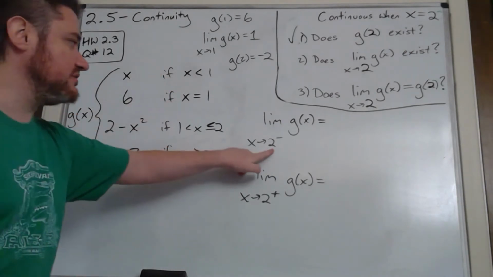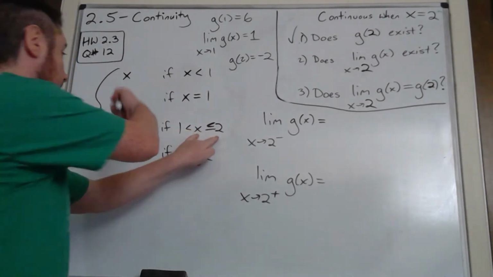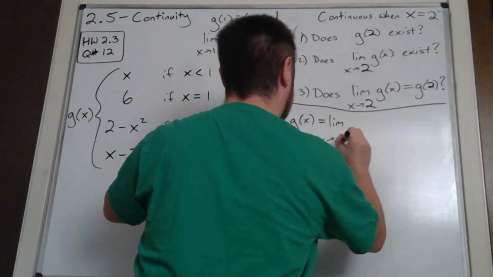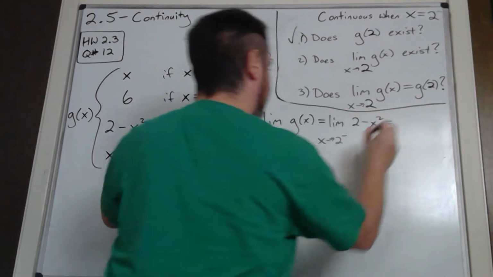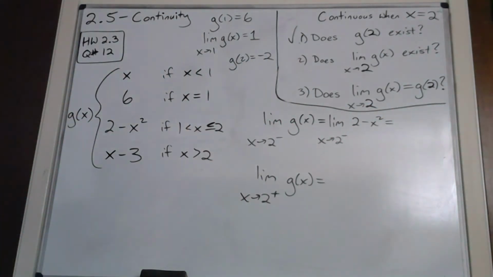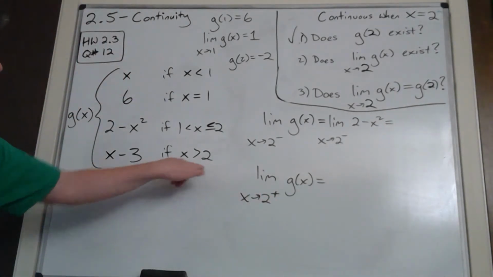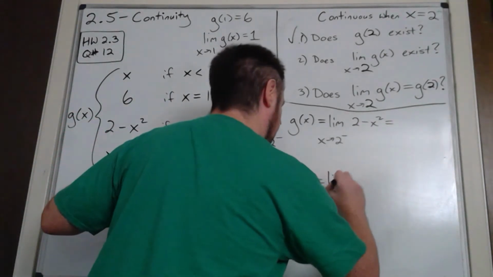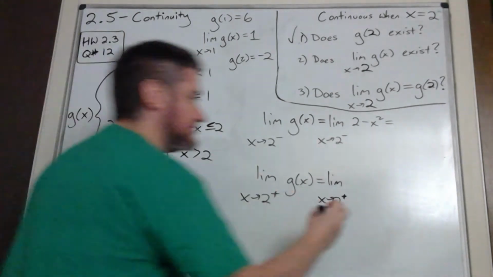But now I'm going to substitute each piece with the piece of the function I would use based on those x values. So as I approach 2 from the left, we're approaching for x values less than 2, and so I want to use the 2 minus x squared. So the limit as x approaches 2 from the left of 2 minus x squared. And we can do direct substitution for that one. And as I approach 2 from the right, that means x values that are larger than 2, so I'm going to use this rule. So I'm going to have the limit as x approaches 2 from the right of x minus 3.